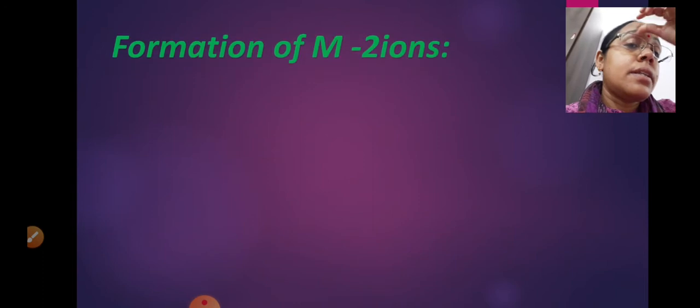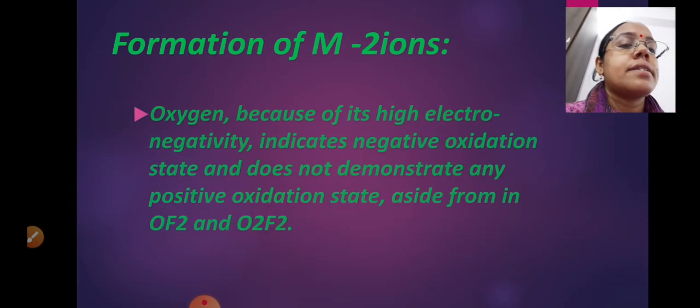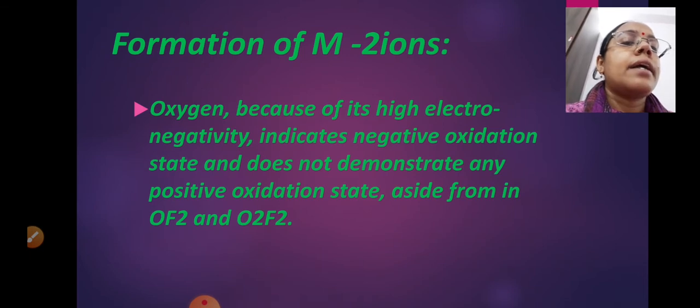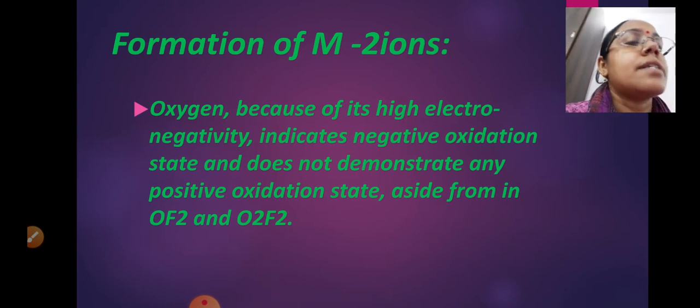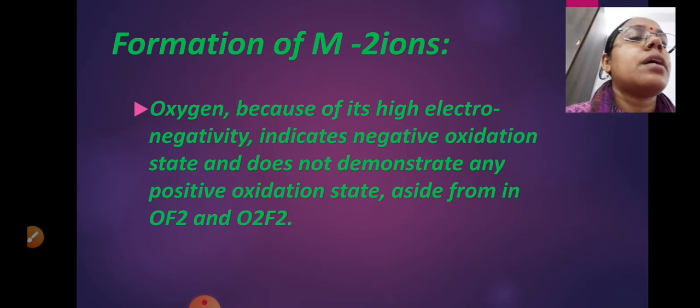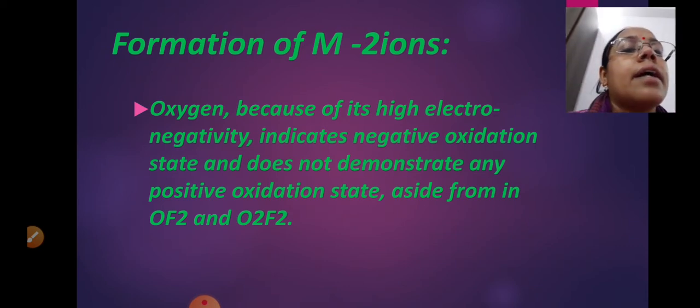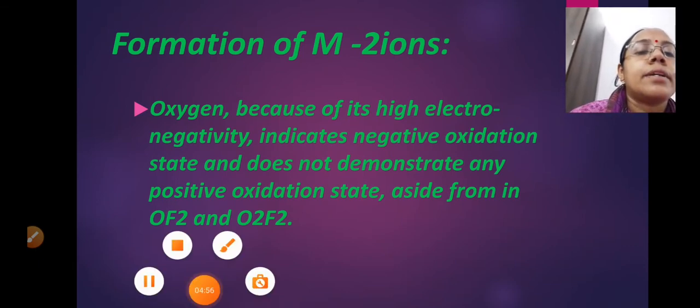Okay, now let us see the formation of M2 minus ions. Oxygen has high electronegativity, and the reason is that it can either gain 2 electrons or it can share 2 electrons. Other elements also, like sulfur, selenium, tellurium and polonium, can also either gain 2 electrons or share 2 electrons.